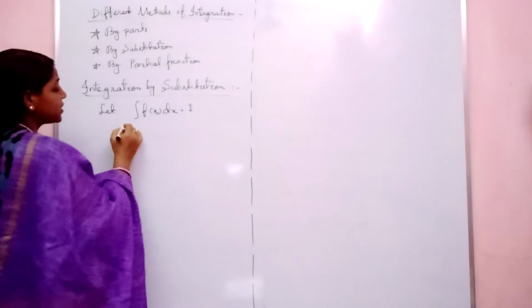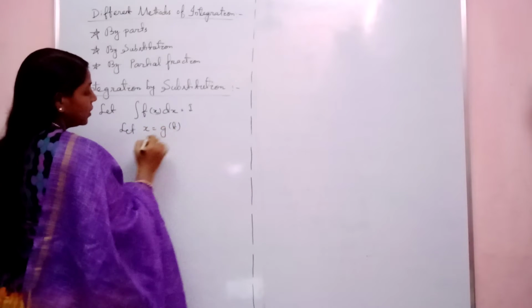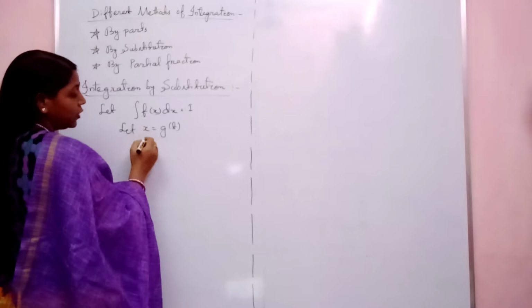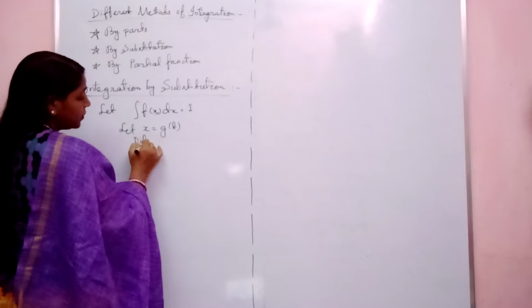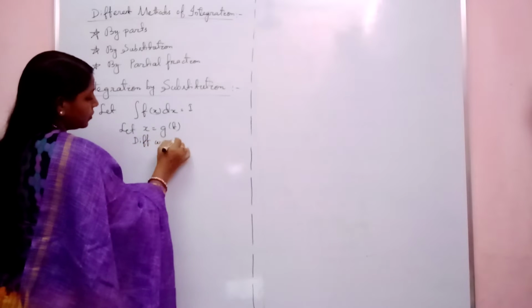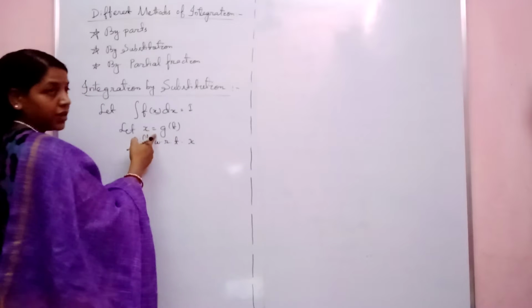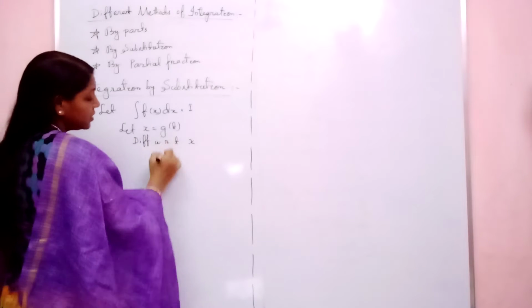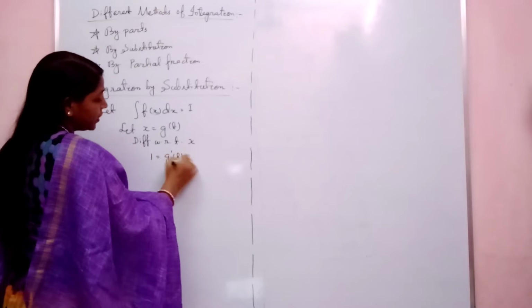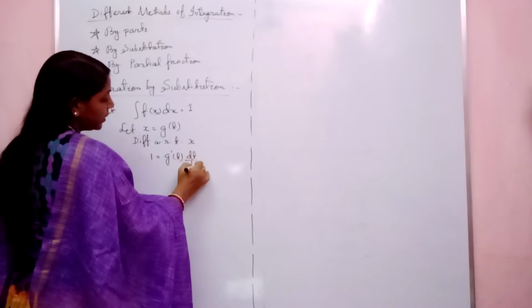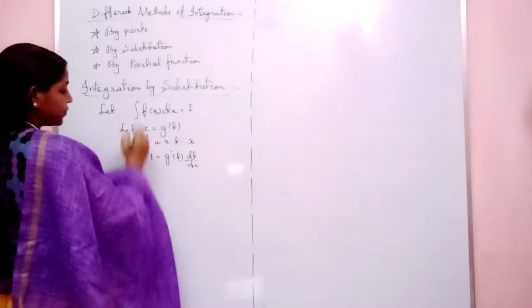Let they are giving you find the integration of f of x dx. What you have to assume that let my x equal to g of t. So if you differentiate it, what you find with respect to t? So differentiating with respect to x. So d by dx of x is 1. G of t becomes g dash of t. Then it becomes dt by dx. Yes or no?